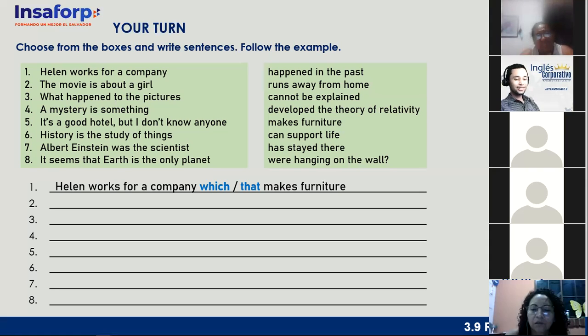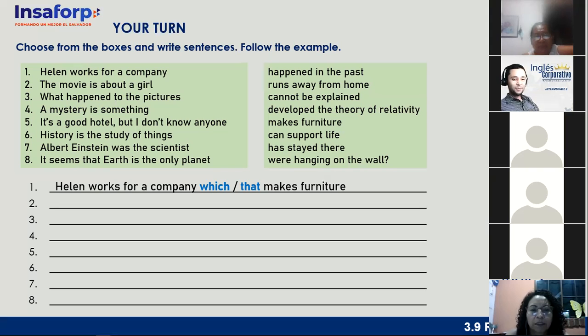The movie is about a girl developed the theory of relativity. Develop the theory of relativity. Okay. Podría ser. Solamente que históricamente no fue una chica la que desarrolló la teoría de la relatividad, fue otra persona. Pero aquí falta algo importante, el relative pronoun, ¿verdad? Tendría que ir who, porque estamos hablando de una chica, ¿verdad? Que sería the girl. Ok.